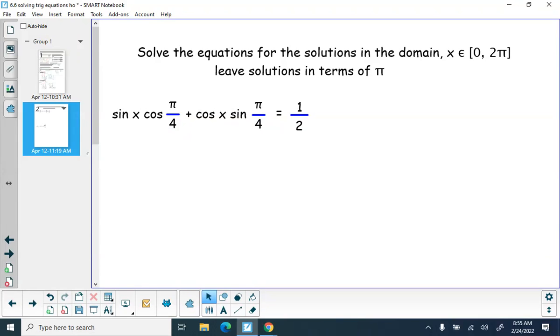Sine of x cosine pi over 4 plus cosine x sine of pi over 4 is equal to 1 over 2. Now we have to think back. We need to shrink this into something we can work with. If I have the sine of something times the cosine of a second, plus the cosine of the first times the sine of the second, which one of our angle addition formulas do we have? We have sine A cosine B plus cosine A sine B. Which one do we have? Kylie?